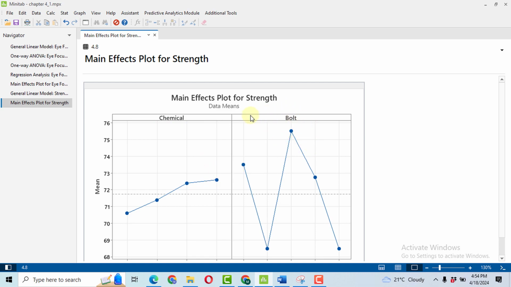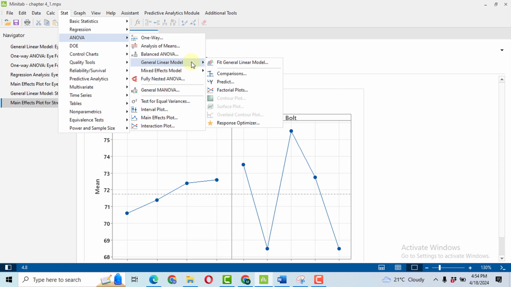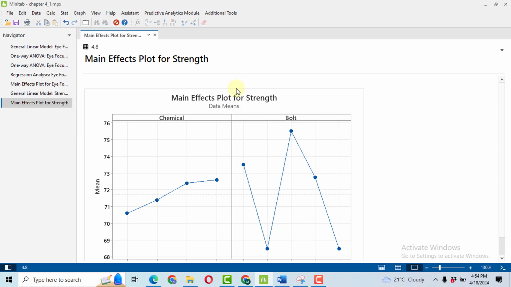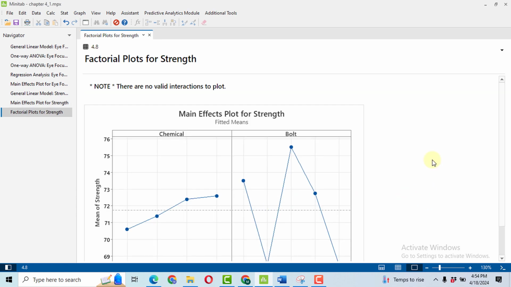You can identify the similar settings by going to Stat, then ANOVA, GLM. Here you have the factorial plots. In the factorial plots, you will have to select the response variable, and there are 2 parameters, chemical and bolt. Click OK, and you will get the similar graphs. You can also do the optimization.